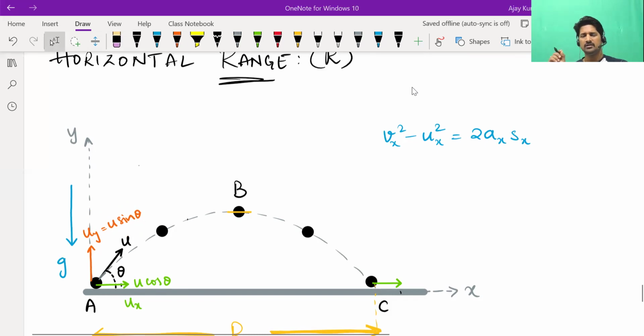Anyone? Do we know the final x component of velocity? We know. Okay. The x component never changes till it strikes the ground. Now C is the instant just before striking the ground. Why are we considering just before striking the ground? Why not after striking the ground? Because only till the instant before it strikes the ground, acceleration will be acceleration due to gravity. The moment the ball hits the ground, the ground will exert a force on it and its acceleration will get disturbed.